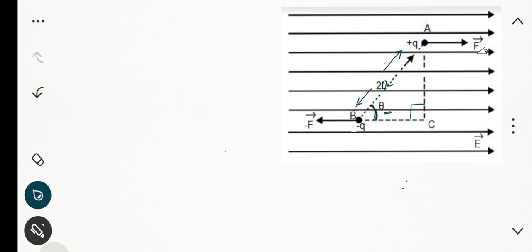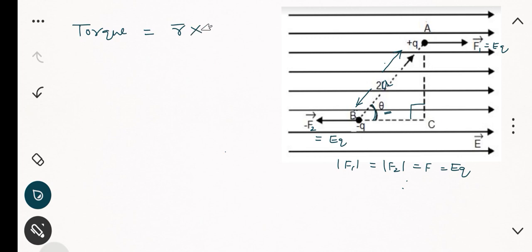We know that this is F1, whose value is equal to E into Q, and this is F2, whose value is equal to E into Q. We already know that the magnitude of F1 is equal to the magnitude of F2, which is equal to F, which is equal to E into Q. Now the torque can be written as R bar cross F bar.